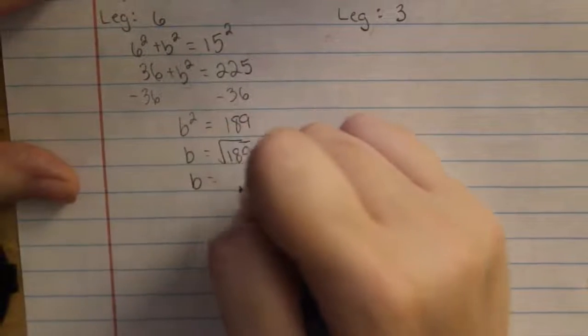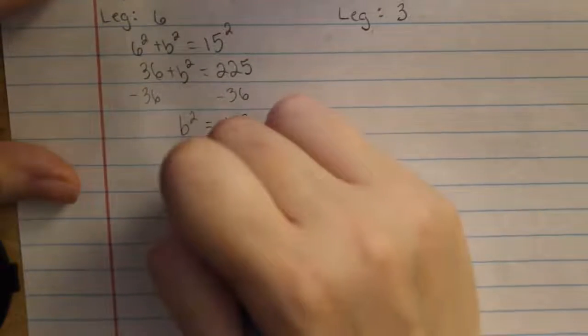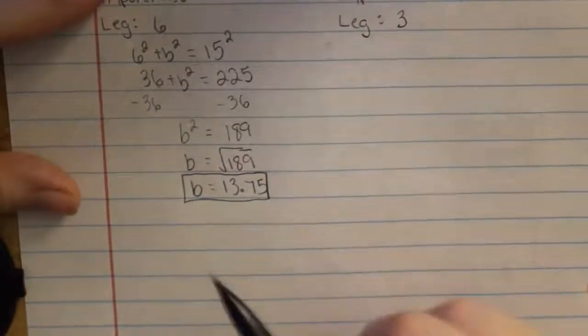Again, use your chart, put it in the calculator, and it's going to give you that my missing leg is 13.75. Yes, I rounded up. If you put 13.747 or 748 or 74 and forgot to round up, that's okay. I will just be paying attention to the rounding from here on out, okay?